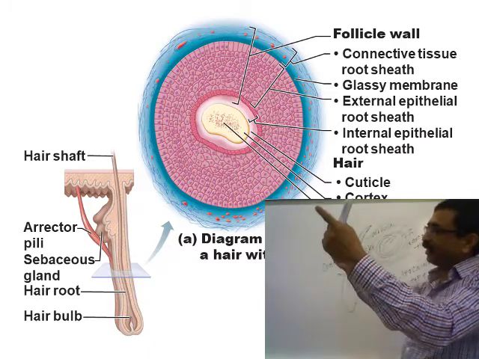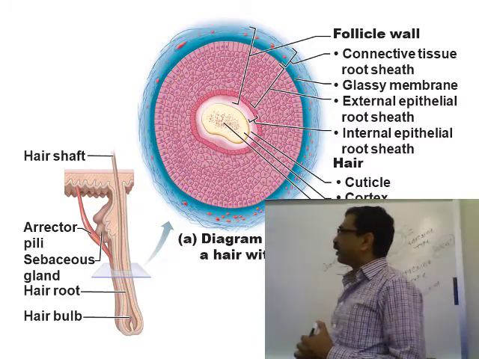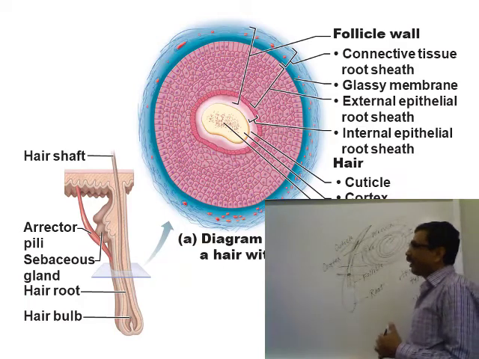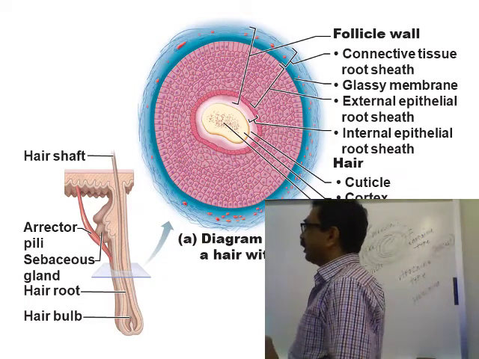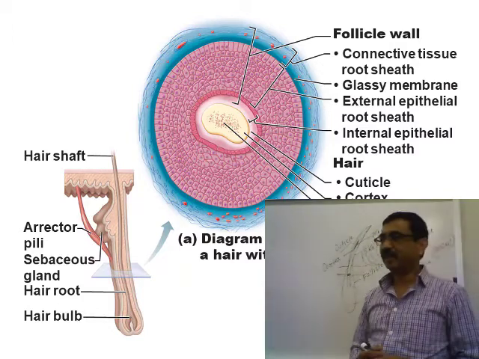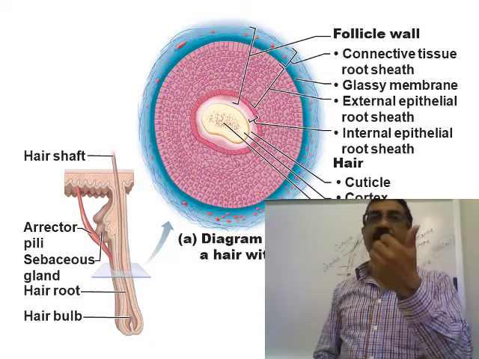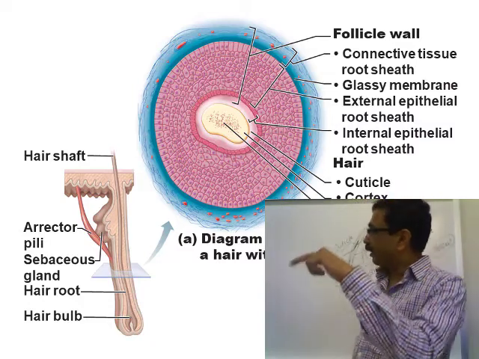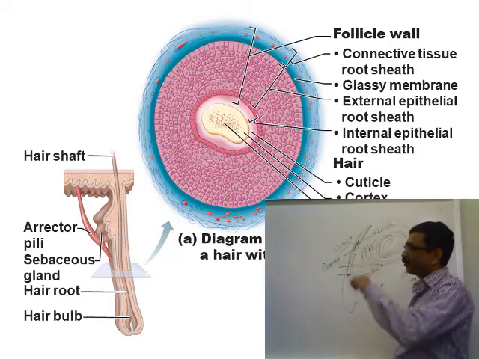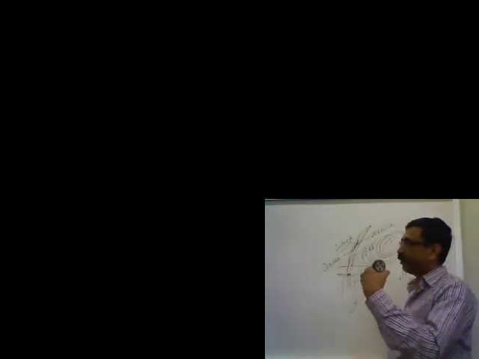And then what are the additional layers? Internal epithelial root sheath, external epithelial root sheath, glassy membrane, and then the outermost connective tissue layer. Those are four additional layers around the shaft. In the follicle you have two root sheaths, inner and outer, and then the glassy membrane, a transparent membrane, then the connective tissue layer. Just remember it that way: inner epithelial root sheath, outer epithelial root sheath, then glassy membrane, then connective tissue layer.